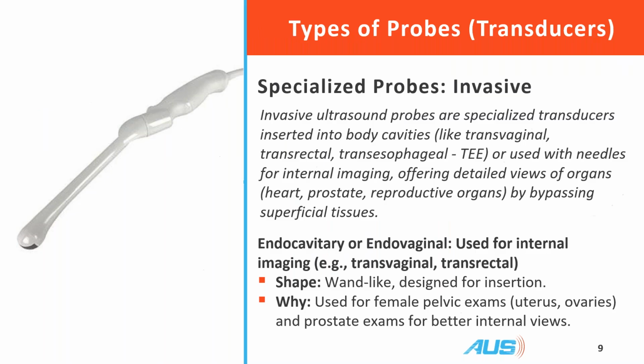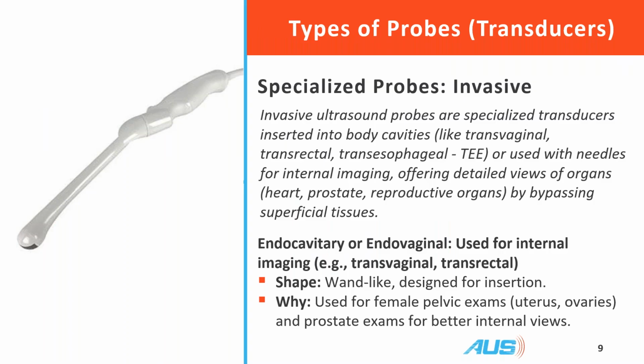Then we have some specialized probes. We have an example here of what we call an invasive probe: endocavity, transvaginal, transrectal, transesophageal. So there's a variety of specialized probes that you can use. Some of them are 3D, 4D, which we'll talk more about in a little while. But they offer internal imaging, so you actually enter the body, so you get closer to the organs and you bypass some of the superficial tissue, which allows us to get improved image quality.